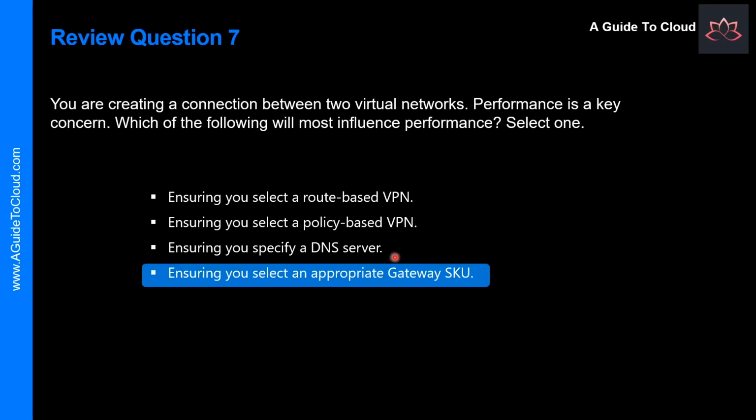So the correct answer is ensuring you select an appropriate gateway SKU. The gateway SKU selection directly affects performance. The gateway SKU controls the number of tunnels and connections that are available. This affects the overall aggregate throughput of the connection.